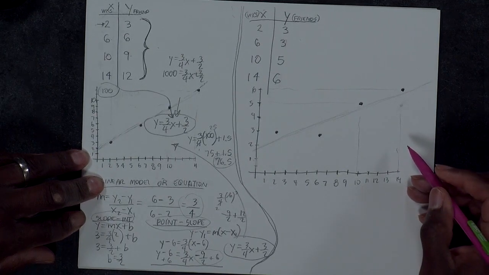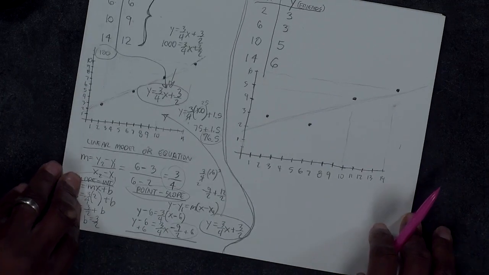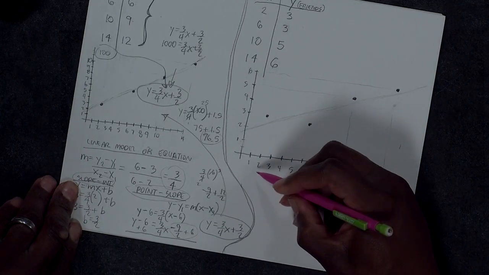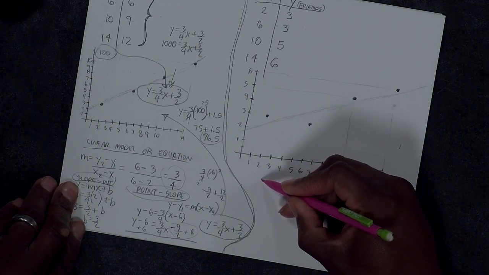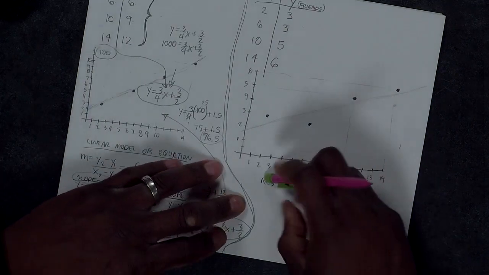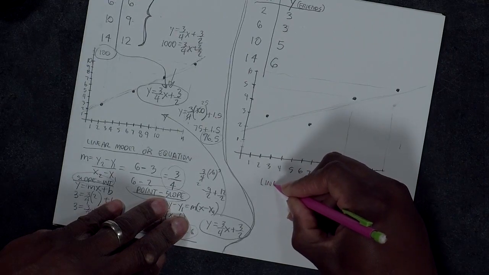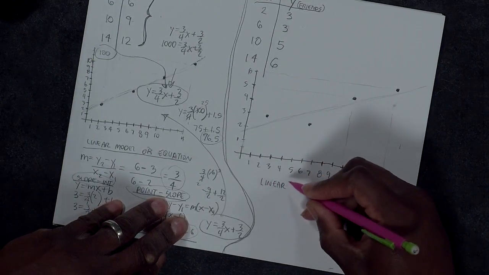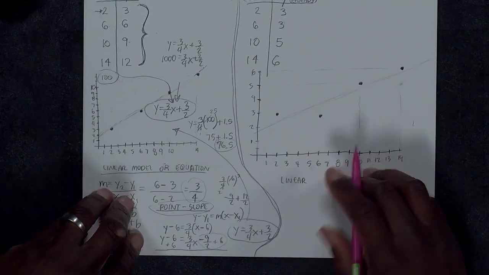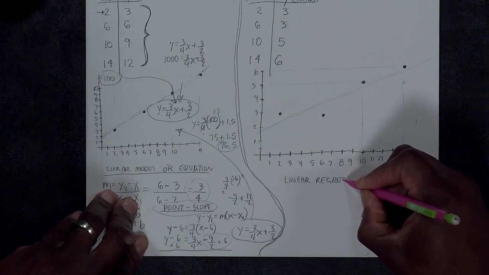So to model data that's not as predictable, we produce something called a regression equation, a linear regression equation. And it's not as intuitive as what we did over here.